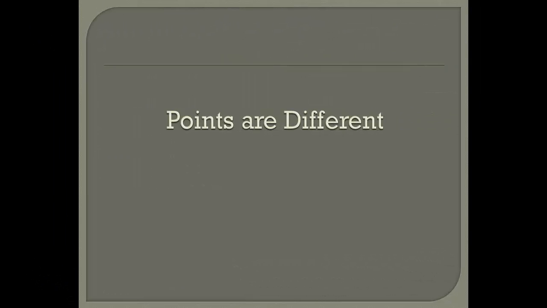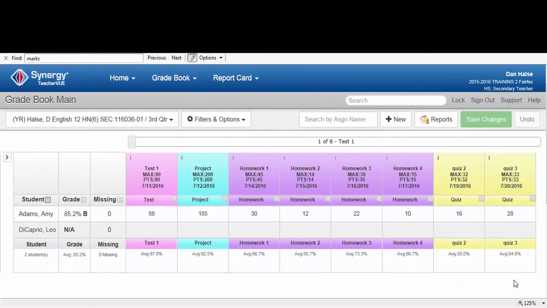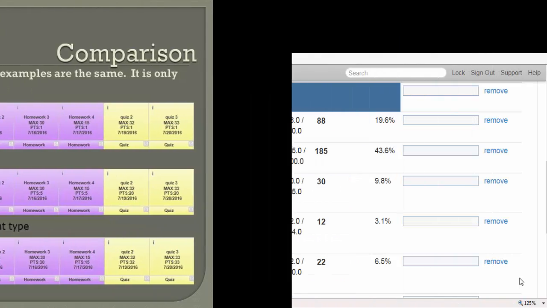Some teachers create assignments where the points are all different. This is usually done when the teacher sets the points equal to the score that the student can receive. The max score for the test is 90, which means there were probably 90 questions on the test. The max score for homework 1 is 45 because 45 was the highest score the student could receive. In this scenario, the max score remains the same as what it was in each of the previous scenarios. It is only the points that are being changed.